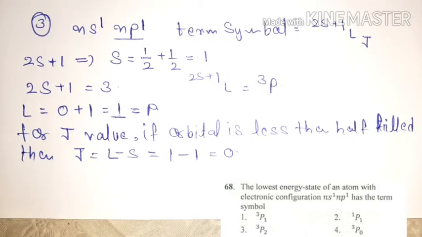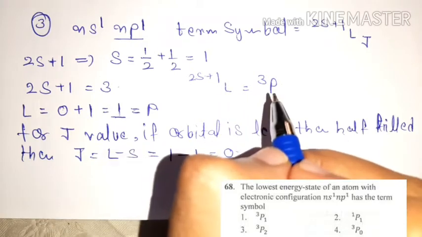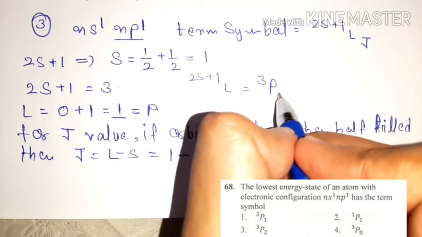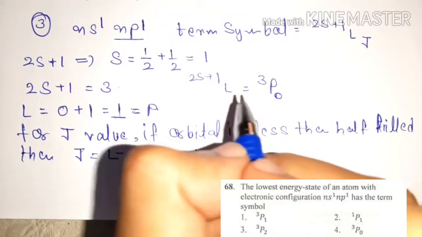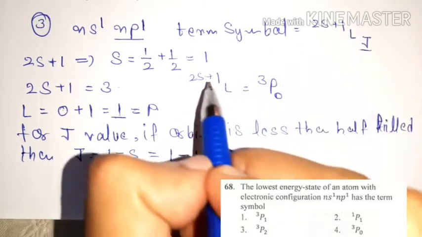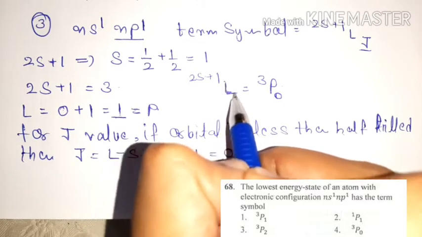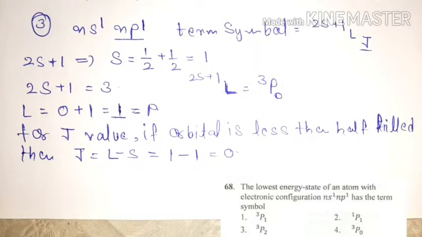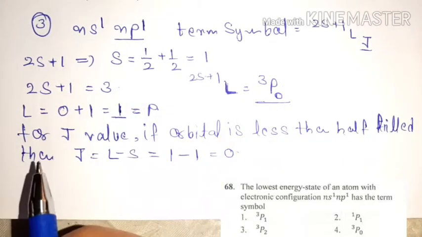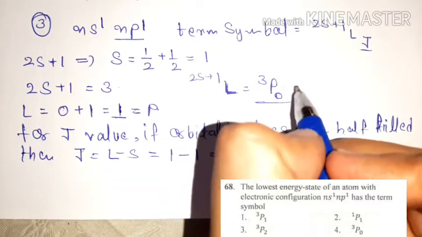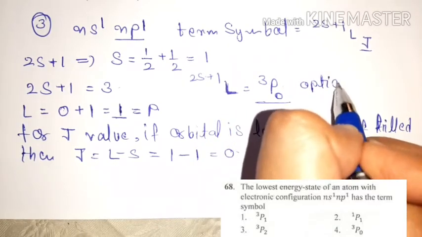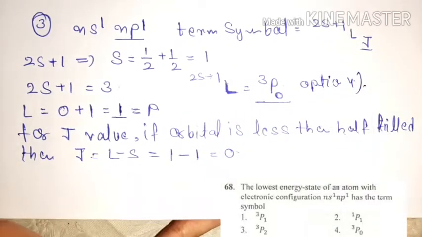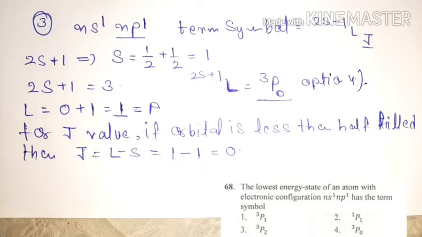So ultimately, the term symbol for this ns1 np1 electronic configuration is 3P0, because the value of J is 0, 2S plus 1 is 3, and the symbol for L is P. So this is the term symbol obtained for this electronic configuration, and this is your option number 4 according to your question. This question is coming for 2 marks. I hope you understand it.